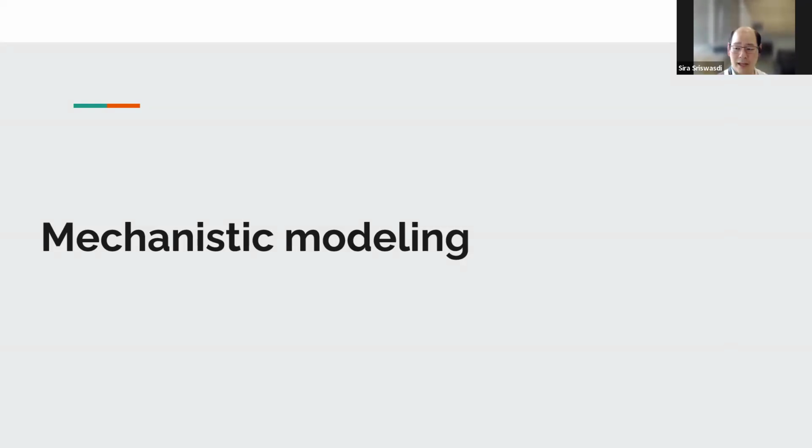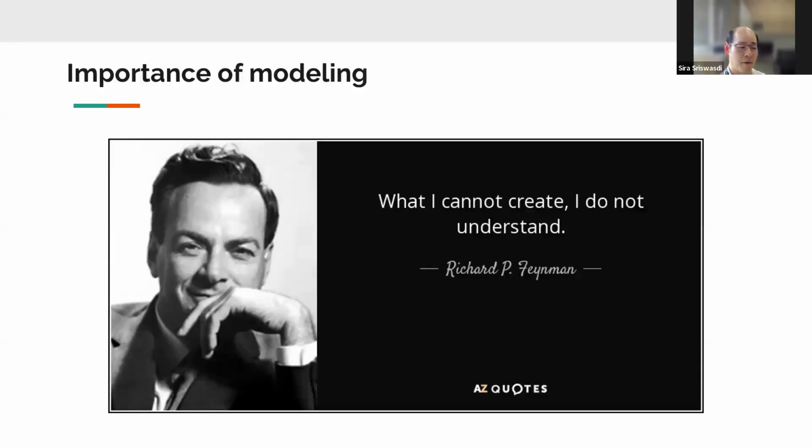So by mechanistic modeling, I want to refer to this quote that what I cannot create, I do not understand. So basically, if you want to fully understand a certain system, you have to be able to create it. You have to be able to simulate it. You have to be able to reproduce it. Otherwise, you are just observing the system. You don't really understand what moves inside the system. But if you are able to create it, then that means you know every factor.